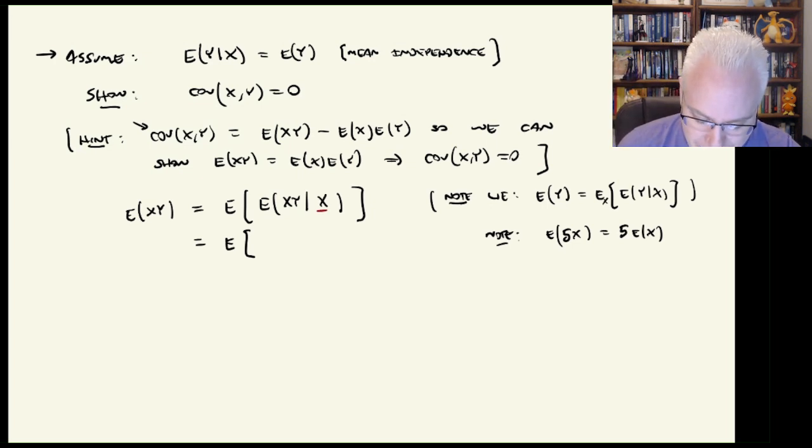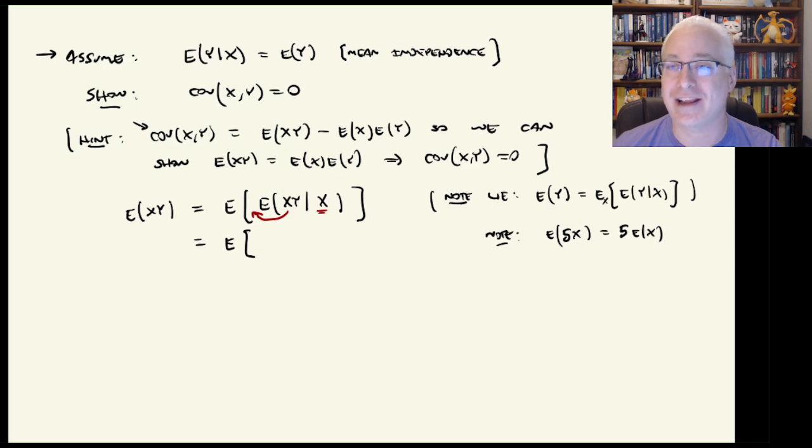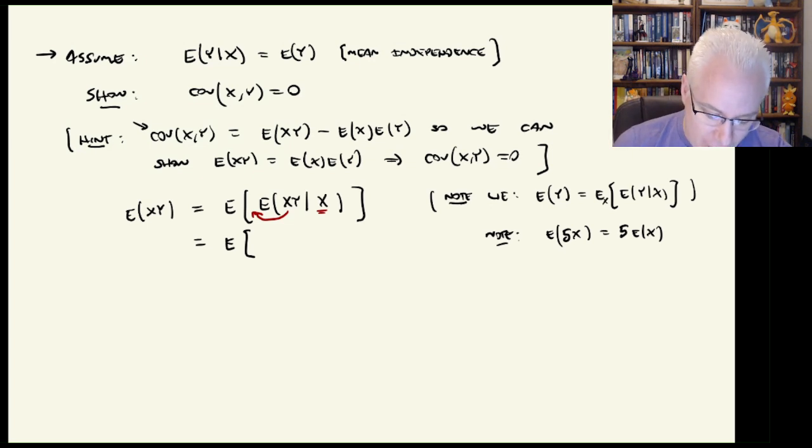Here's the thing. Because X shows up on the right side of the bar in that expectation, we can pull this inner X outside of that conditional expectation exactly as if it were the number 5. Because that conditional expectation says take the expected value of whatever's on the left of the bar, treating whatever is on the right of the bar as fixed and known. So we can go ahead and just pull this inner X out and write this as the outer expected value of X times E of Y given X.